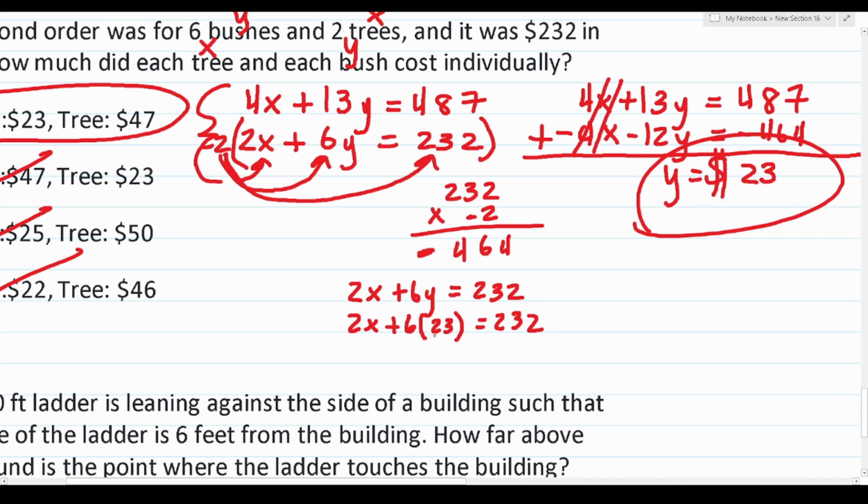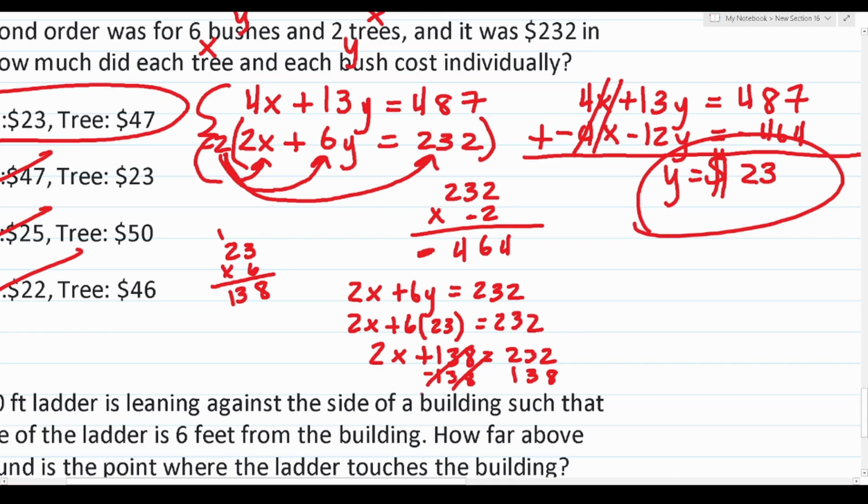Let's go ahead and multiply 6 by 23. So this is 23 times 6. 3 times 6 is 18, carry a 1. 6 times 2 is 12, plus 1 is 13. So this is the same as 2x plus 138 equals 232. Let's subtract 138 from both sides.